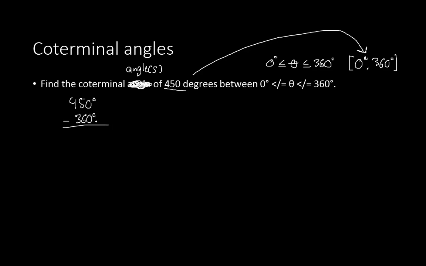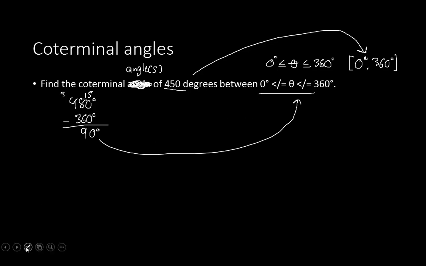Doing it manually, it's 90 degrees. Let me check again to make sure I'm correct. Yes, it's 90 degrees. Now, is 90 degrees within this range? The answer is yes. So the coterminal angle for 450 degrees is 90 degrees.